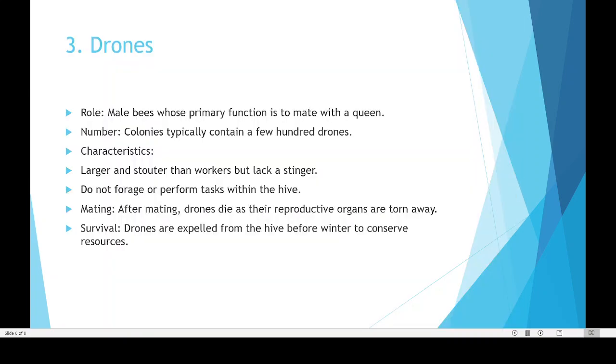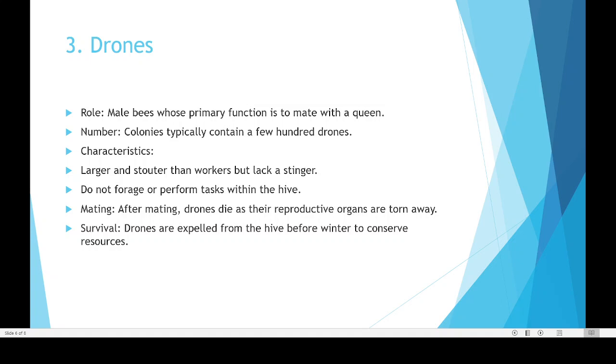They cannot attack. They do not forage or perform tasks within the hive. Their main function is to mate with the queen, a reproductive function. They have only a reproductive function. After mating, drones die as their reproductive organs are torn away. That will be broken during the mating process. So with the mating, most of the drones will die.